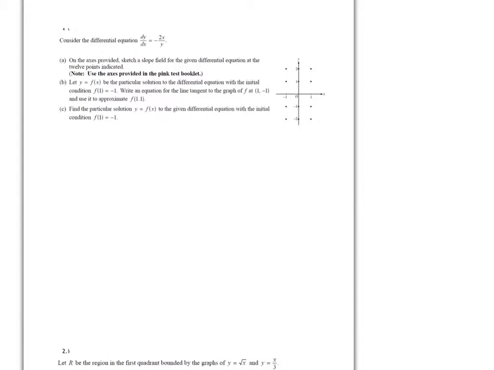Okay guys, let's look at these two open responses. The first one is on differential equations and slope fields, and whenever you're asked to draw a sketch of a slope field, you want to find out what the slope is at the points that they're asking you to plot. So here there are 12 indicated points. So we're going to make a slope field for these 12 points, and the way that we're going to do that is to set up a table of values.